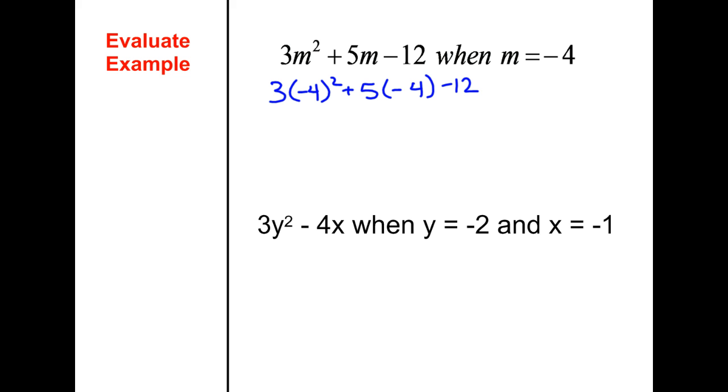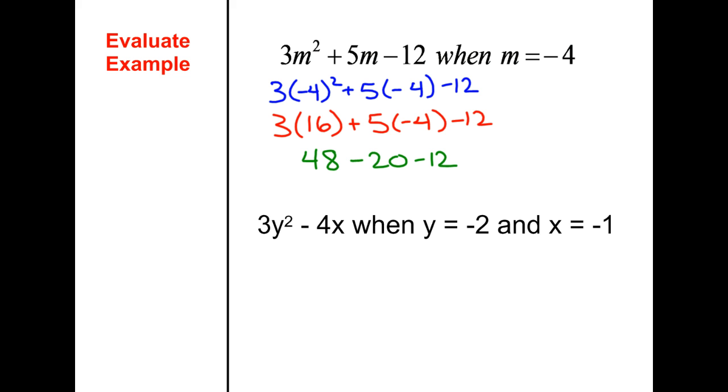So let's simplify this using our order of operations. Parentheses first, well, they're already simplified, so I'm going to do my exponents next. So 3 times 16 plus, well, I have no more exponents, so I'm just going to rewrite it. Now I'm going to do my multiplication from left to right, and since there's an addition in between the two multiplies, I can do those at the same time. So we get 48, and it becomes negative, minus 20 minus 12. And then from there, all we have to do is combine our terms. So 48 minus 20 is 28. 28 minus 12 is 16, which would be our fully simplified version.